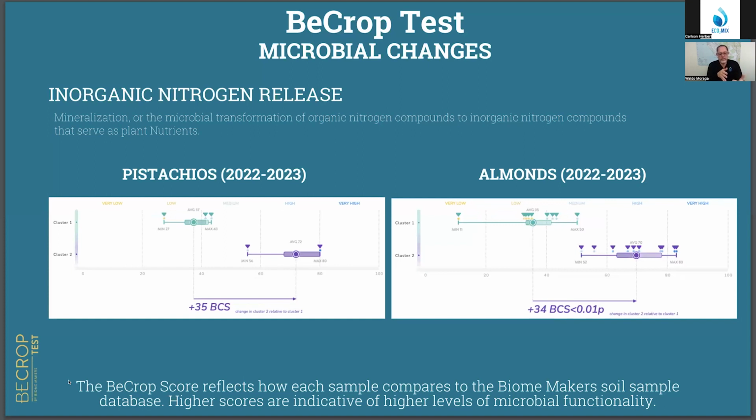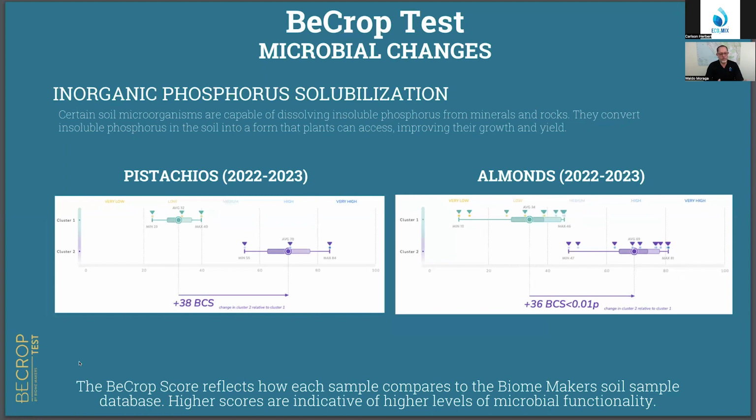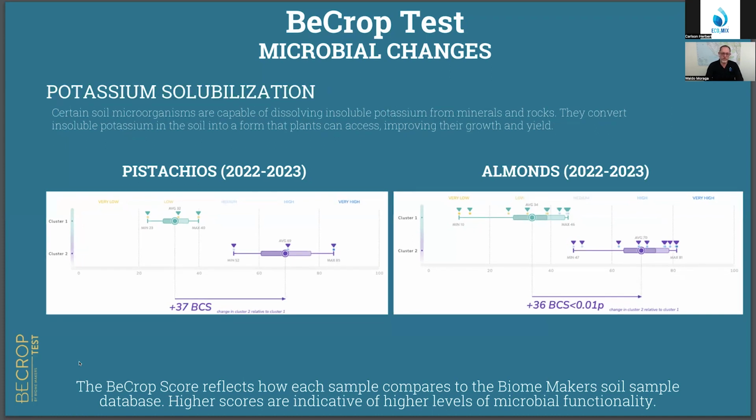Then in organic nitrogen release, this is the mineralization of the nitrogen in the soil by the microbes. 34% in almonds, very similar in both crops, okay? The phosphorus solubilization, pistachios, 38%, almonds, 36%. Not the phosphorus itself, it is the microorganism that helps with the solubilization of these elements. Potassium, the same, 37%, 36% in almonds.